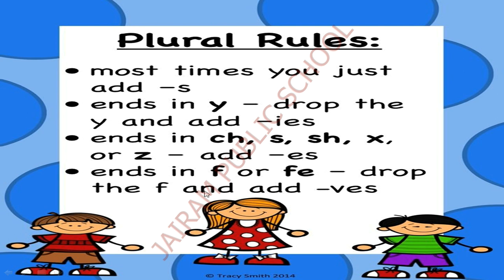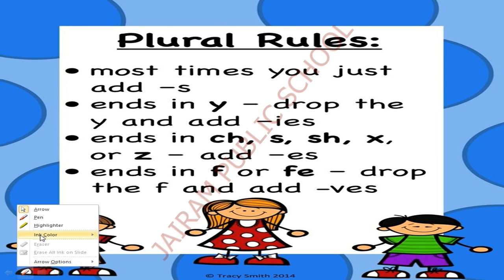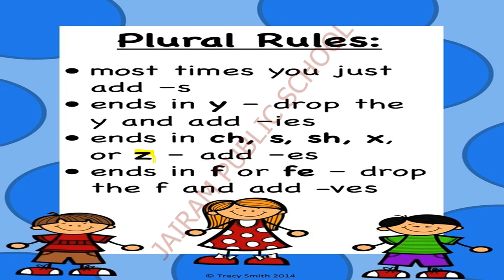Here four rules have been given. First one is, most times you just add s. If the naming word ends in y, drop the y and add ies. I told you yesterday, candy, candies. We will drop y and add ies. If the word ends with ch, s, sh, x or z, we will add es. For z alone, we have an exception: we should add one more z, then only we add es.